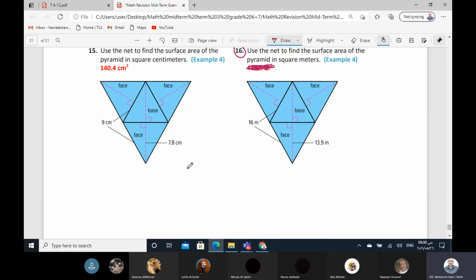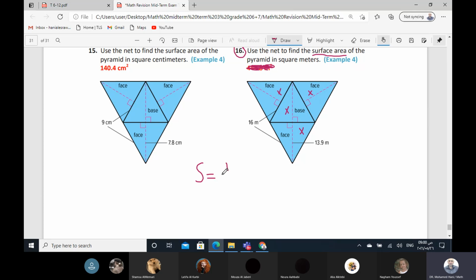Okay, listen to me. We want to find the surface area, represent S equals. As you see in this pyramid, we have 4 equal triangles: 1, 2, 3, and the base 4. We have 4 congruent faces, 4 congruent triangles means 4 congruent areas. So find the area of one triangle.